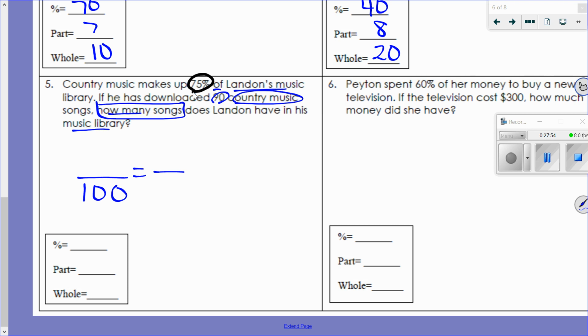Do I have a percent? Yes. Sean, I just circled it. 75. Now, do I see the word of? Here's where it gets tricky in these word problems. It says, of Landon's music library. Do we know how much he has in his music library? No. So what goes in the of spot? X. What's left? 90.